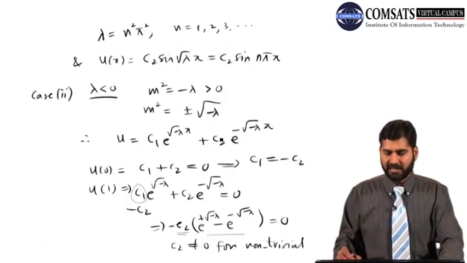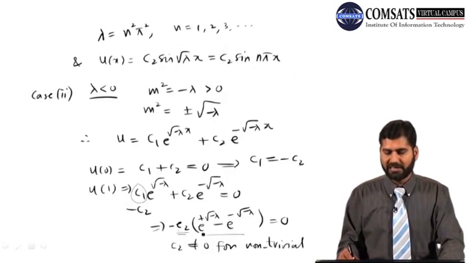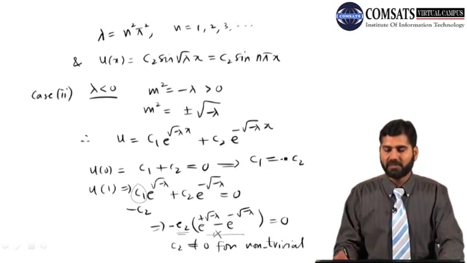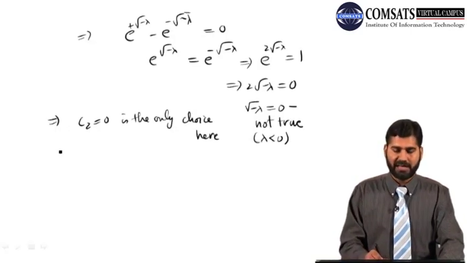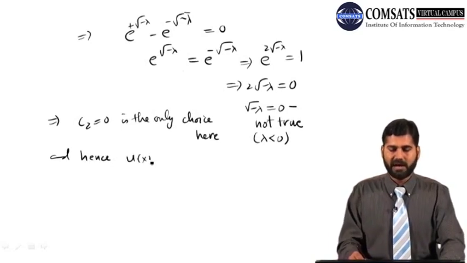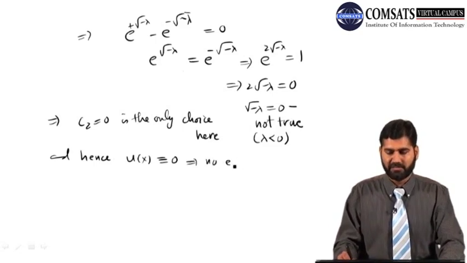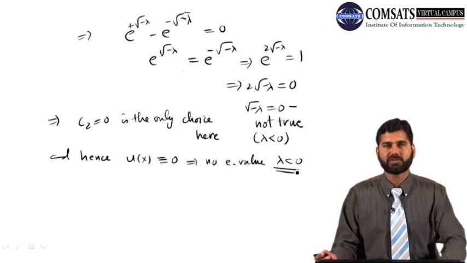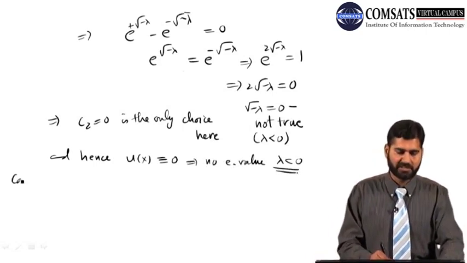Because here I said c2 is not equal to 0, but this cannot be equal to 0 at all. So c2 has to be equal to 0. It means c1 will be equal to 0, and hence u of x will be identically equal to 0, which implies that there is no negative eigenvalue. So this is out of discussion.